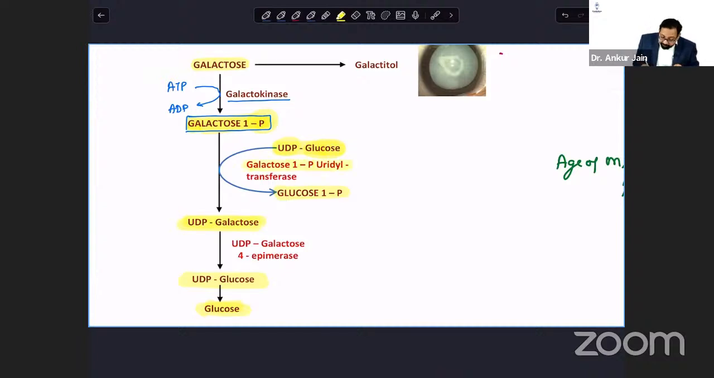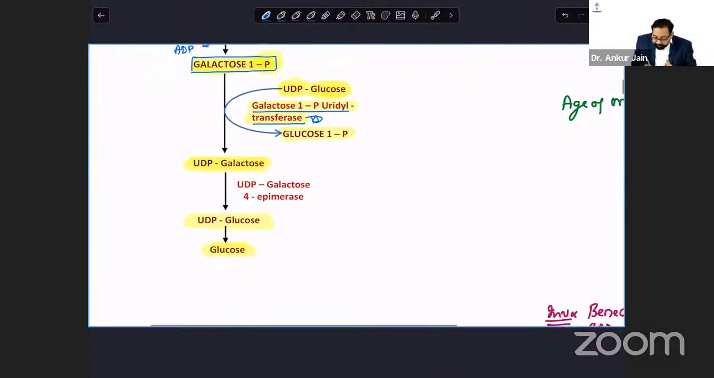The name of the enzyme is galactose 1 phosphate uridyl transferase. It will transfer galactose from galactose 1 phosphate to UDP. Very important. Now, the next enzyme is UDP galactose 4 epimerase, meaning at carbon number 4, we will rotate.